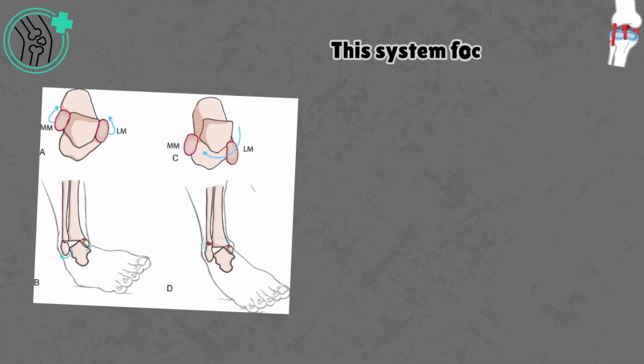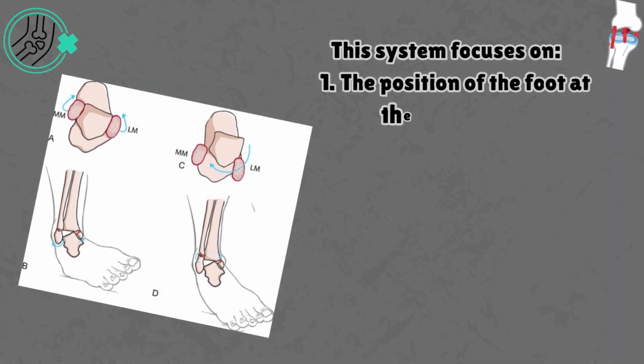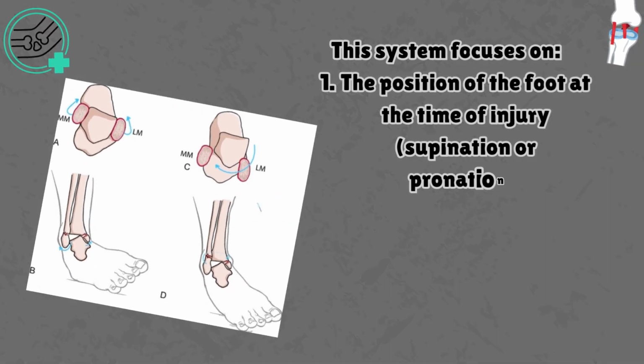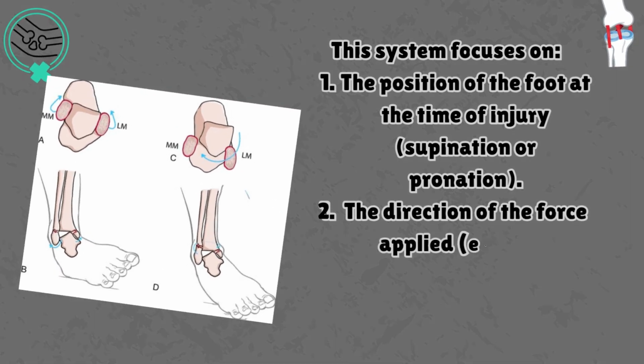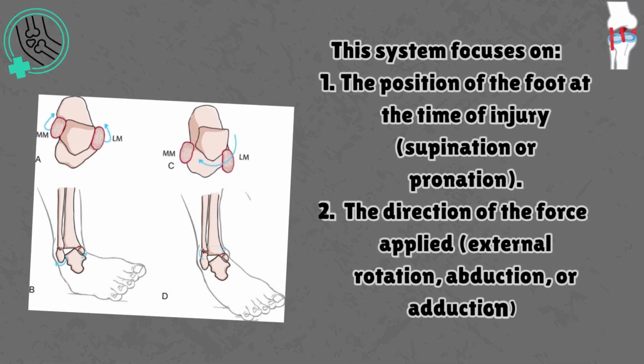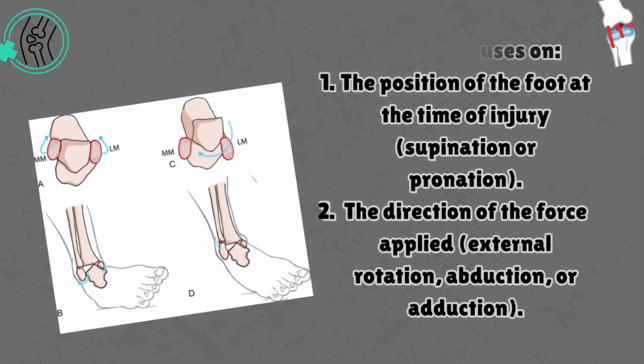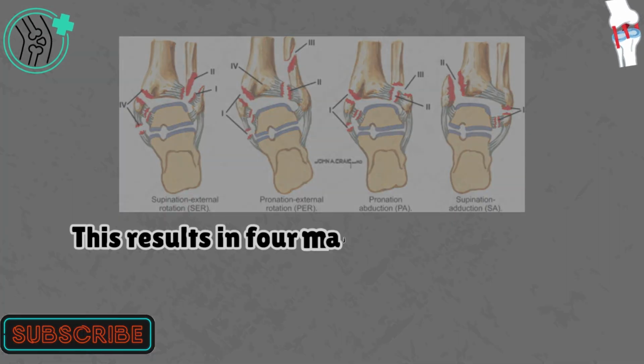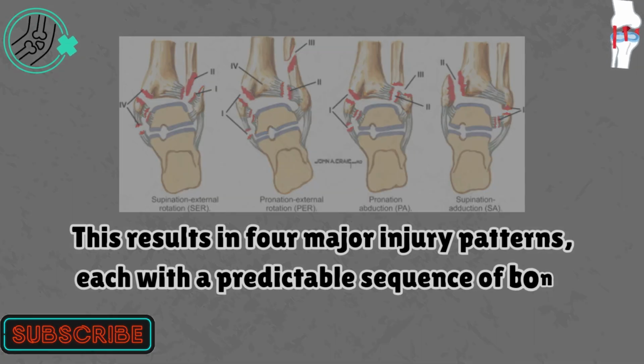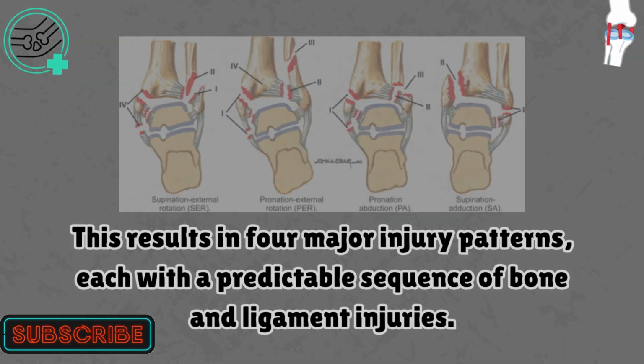This system focuses on the position of the foot at the time of injury, supination or pronation, and the direction of the force applied: external rotation, abduction, or adduction. This results in 4 major injury patterns, each with a predictable sequence of bone and ligament injuries.